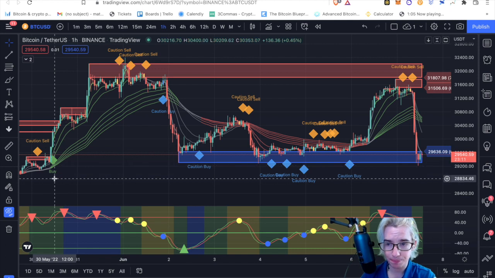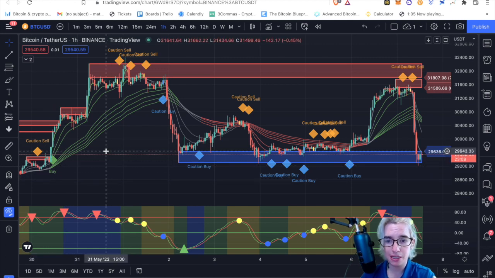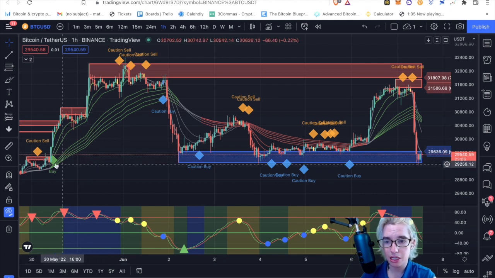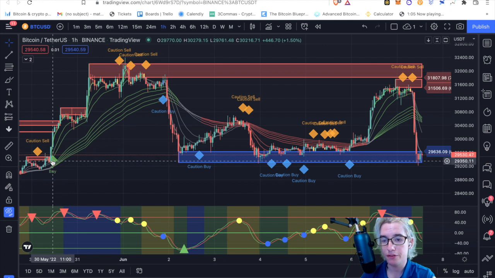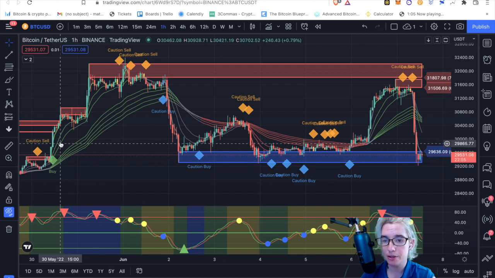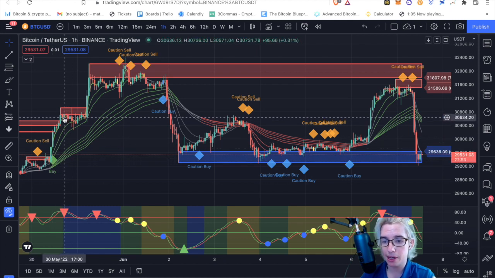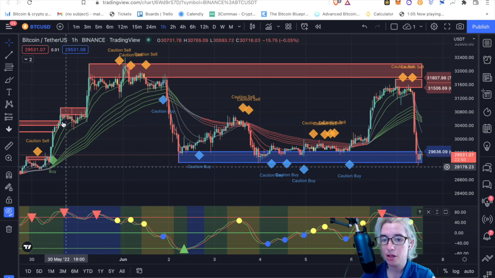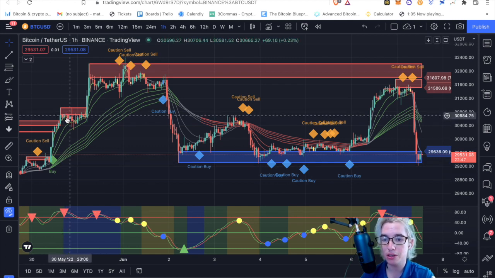So for example, I have this area of support right here, and you can see we have a strong buy on Market Spotter V2. And so if we would have entered this long right here, we could have exited right here at this strong sell signal that we have on V1. That also coincides with this area of resistance right here.